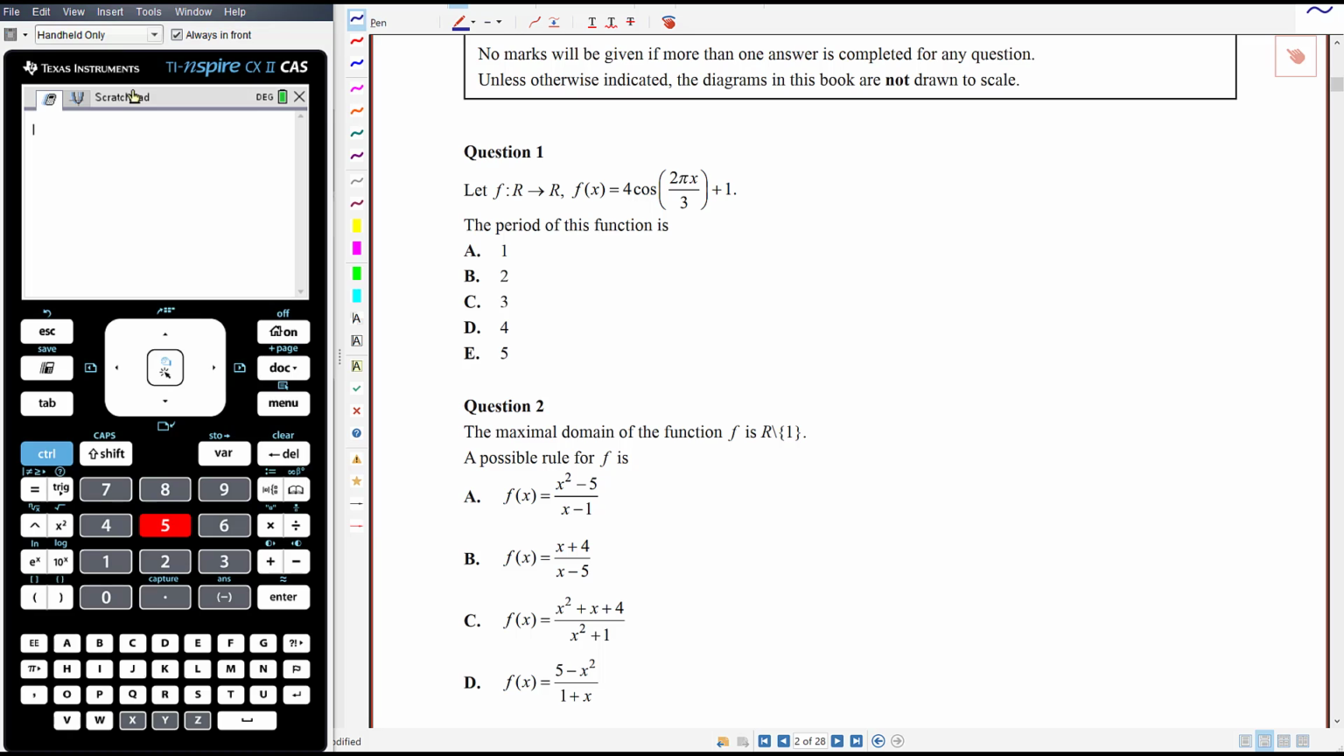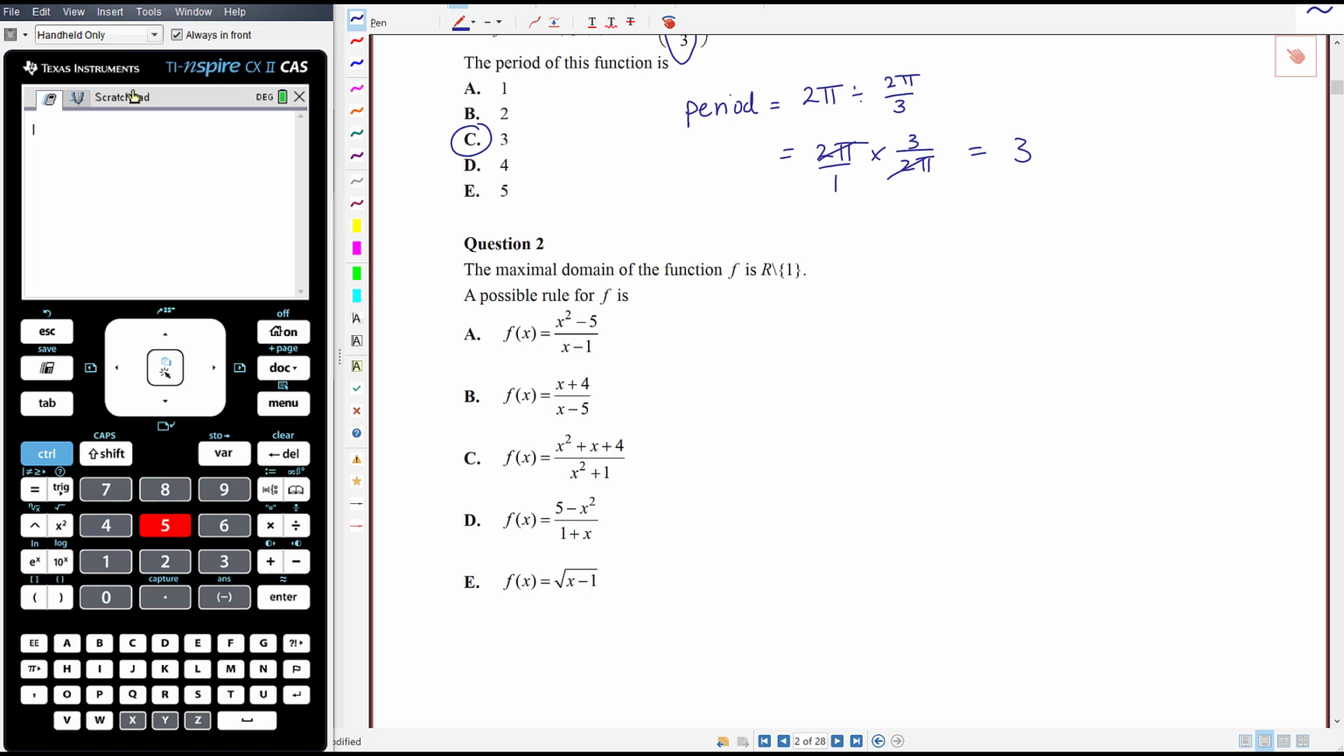So the period of this function is, so it's a cos function, period is all to do with this coefficient of x. So we know period is 2 pi divided by n. In this case, n is 2 pi on 3. So that is 2 pi multiplied by 3 on 2 pi. The 2 pi's cancel out and we get a period of 3.